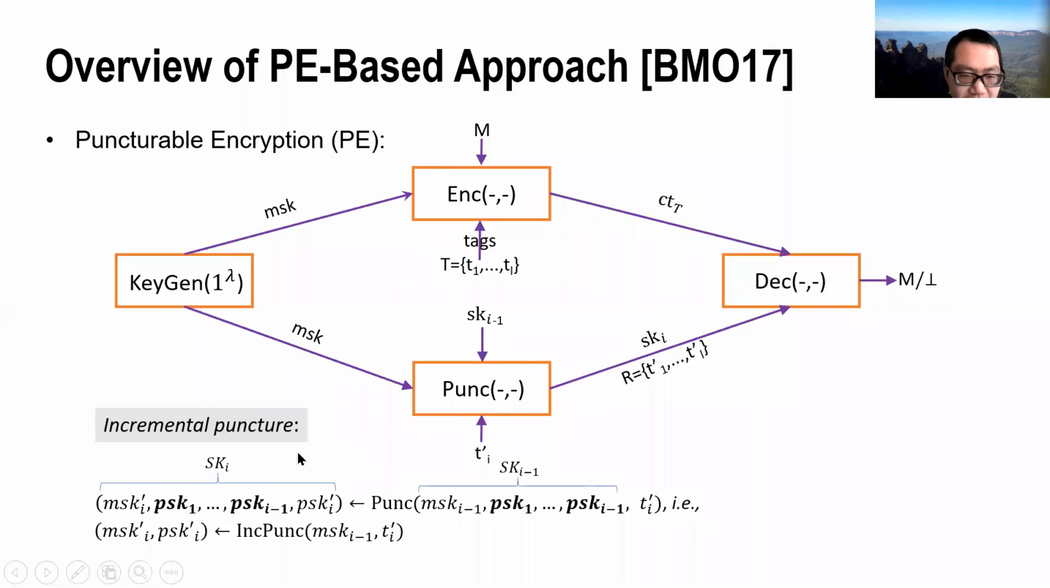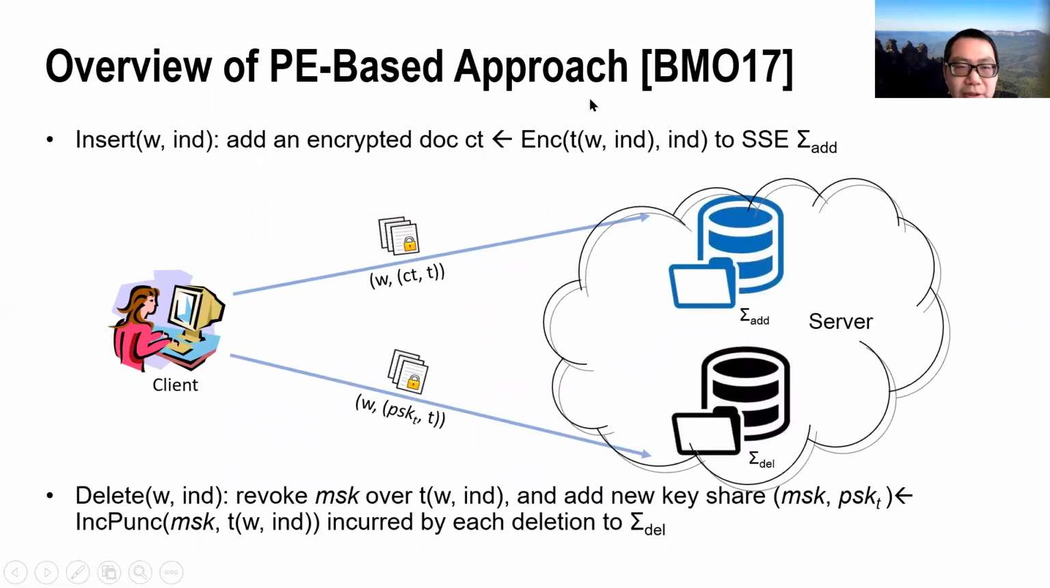Briefly, this property means that each time we invoke the puncture algorithm, it will generate a new punctured key share. And this key share can be generated by only using a constant fraction of the previous punctured secret key. We call the punctured encryption satisfying this property incremental punctured encryption. Okay, now let's turn to the punctured encryption-based approach.